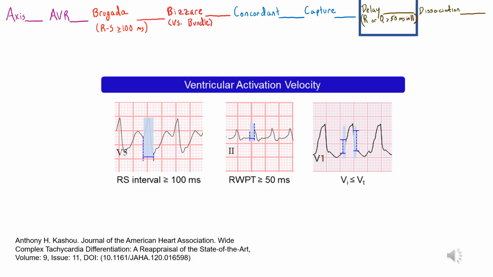The delay rule quantifies a central concept in VTAC identification, as I mentioned before. I'm asking you to remember R wave peak time over 50 milliseconds, or extending over one small box. The best lead to look for this is lead 2. The physiologic basis of the concept is that in VTAC, cell-to-cell transmission, rather than His-Purkinje signal transmission, results in a slower upstroke or downstroke of the QRS complex.